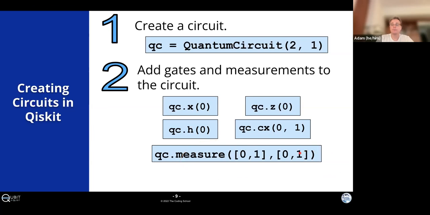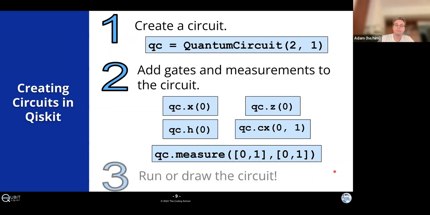Then we can measure. And we've seen measurement for single qubit circuits and for multiple qubit circuits. Generally, you provide these lists. So just like when we create the quantum circuit, you provide the list of the quantum bits, the qubits first, that you want to measure, and then the list of the classical bits you want to store them in, right? And then lastly, you can run or draw the circuit.